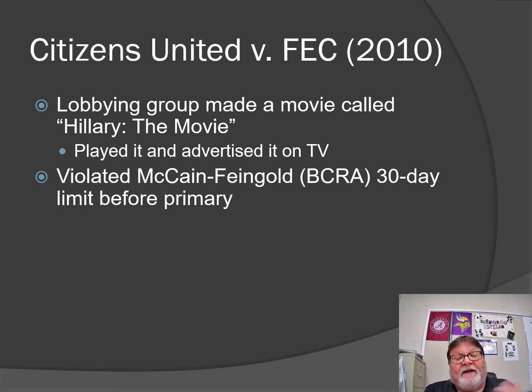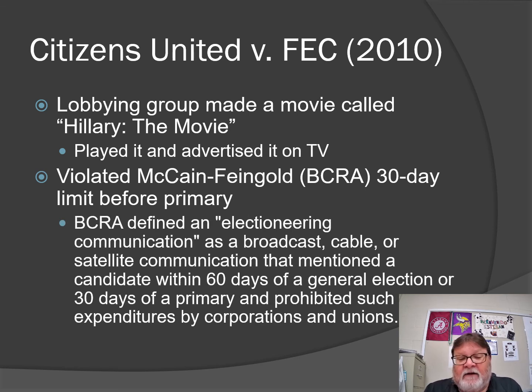Well, there was a complaint, of course, from the Hillary Clinton campaign to the FEC, and the FEC said, yes, it violated the McCain-Feingold, or the BCRA, 30-day limit before a primary on issue advertising. Remember, that was banned in the United States of America. Advertising showing movies was banned, okay? And this is why the BCRA defined it, and this is what the FEC said.